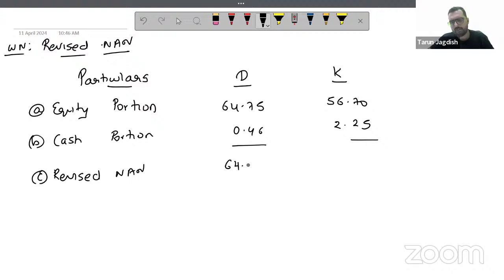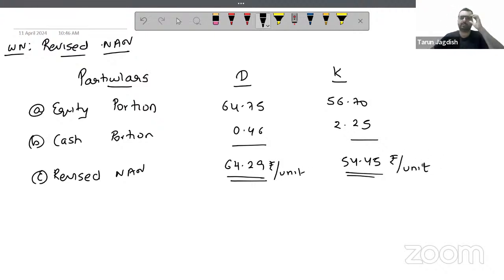That will be 64.29 and 54.45. All right. So we are done with this question. So we need to add or we need to reduce that? We need to add because it's equity part plus cash. So it's 65.21 and 58.9.